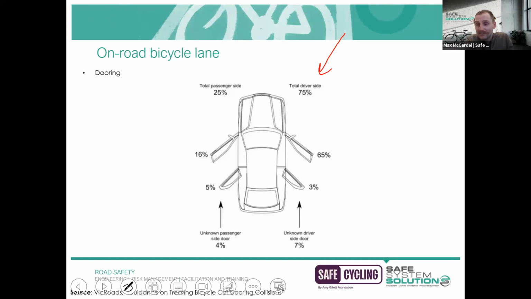And that's not surprising, given that the majority of our bicycle lanes are adjacent to that driver's side. So that is basically where cyclists are predominantly riding. And also, if there's a parked vehicle, there is a driver. So you definitely know that that door is going to open. So it's not surprising to see that.